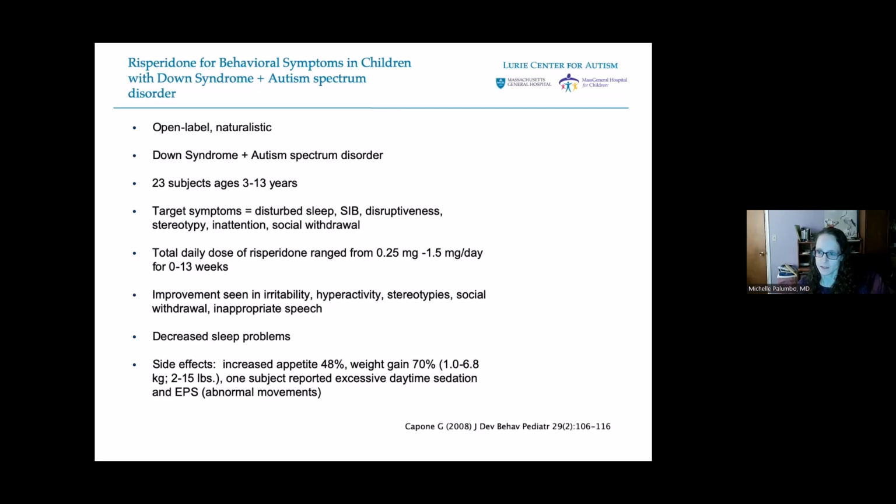That is also a common struggle that people with Down syndrome may have, difficulties with sleep. There were side effects, including increased appetite, as well as weight gain of an average of 2 to 15 pounds. One subject did report excessive daytime sedation. And there was what we call EPS, or extrapyramidal symptoms, which are abnormal movements that can occur. If they do happen, that's when we think about whether to try something else, or if something has really worked, how can we help with that, or what else can we do?